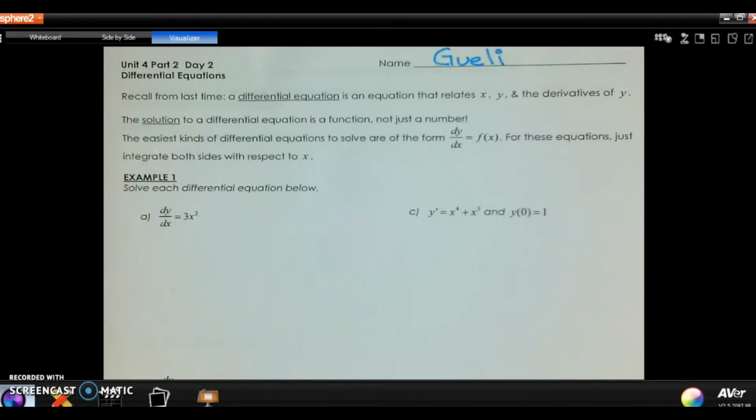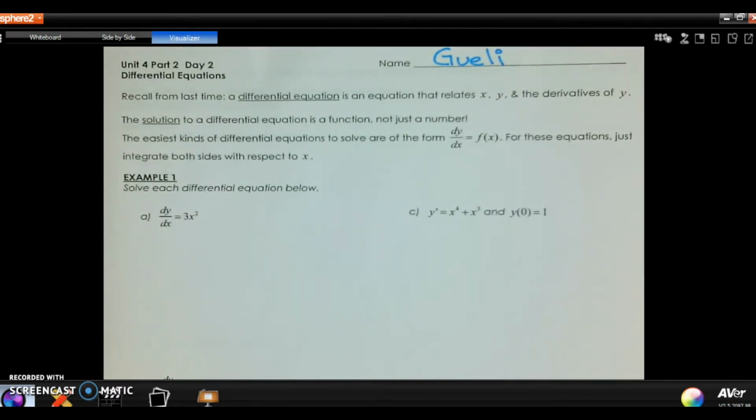Okay, this is Unit 4, Part 2, Day 2. So this is on differential equations. I'm going to go ahead and do just a few examples of each of these differential equations. So I'll just kind of work on this right-hand side. There are a couple different things you need to remember for differential equations.